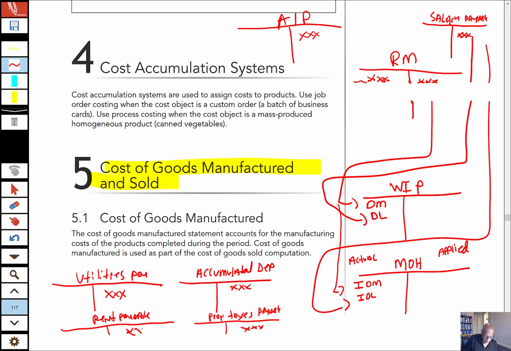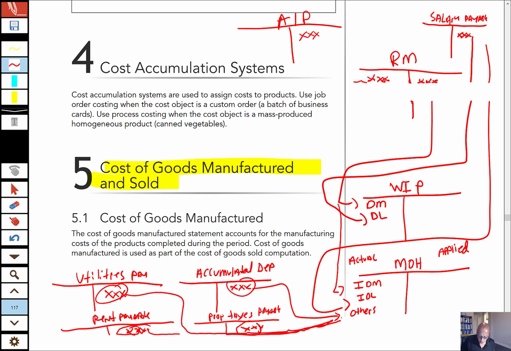As we're crediting these various items, we will take these credits and debit them to my actual manufacturing overhead, and I call these the others, because they're not indirect materials or indirect labor. So all of these would get debited to manufacturing overhead. Those all go to manufacturing overhead.